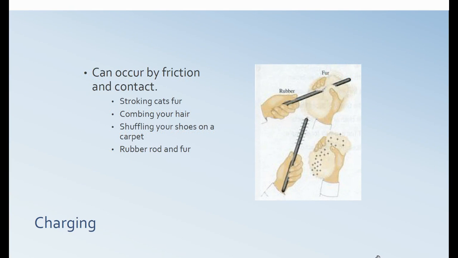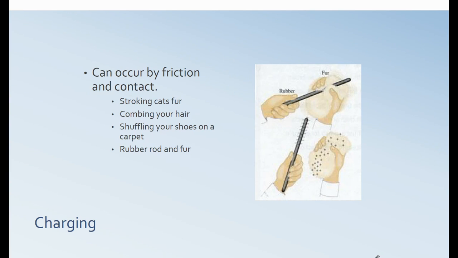So we've talked about charges, and how does a charge actually get on a substance? We call this acquisition of a charge charging. And one way we can do this is by friction and contact. So think about if you have a pet cat and you stroke the cat on a cold winter's day, sometimes you can actually feel a little tingling, or you can even visualize sparks coming from the cat's fur.